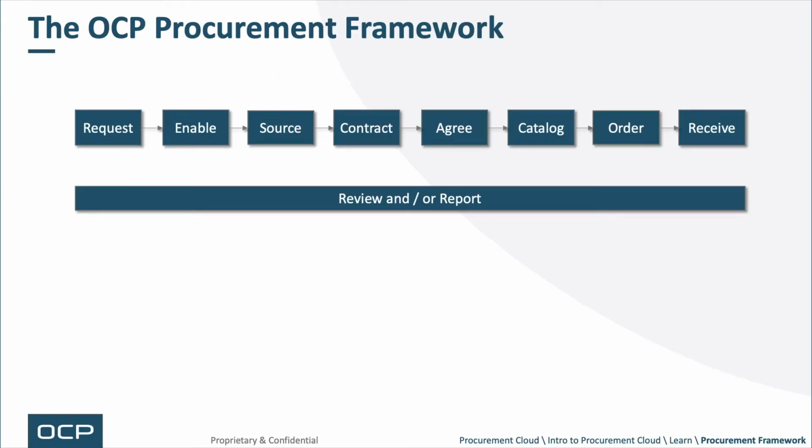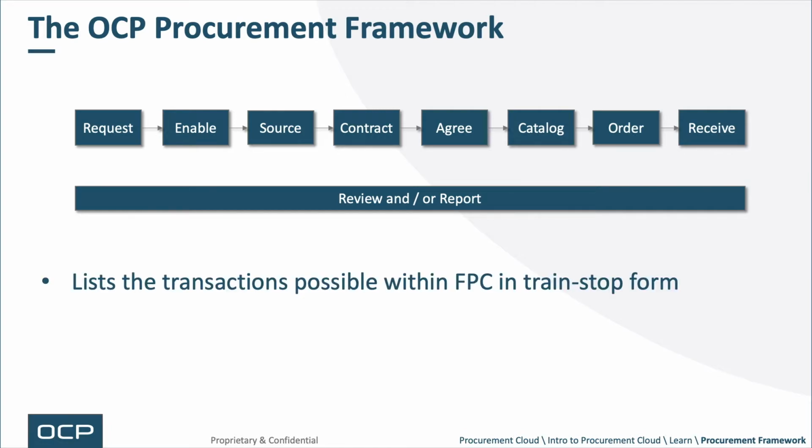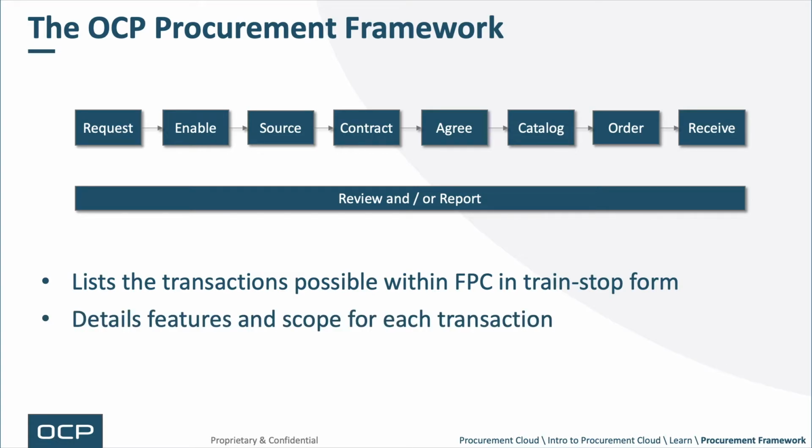Now, this is a slide that we've used before, and it has a separate video which you can also watch, but this is the OCP Procurement Framework. This just lists each of these different train stops, which are actually one or more transactions. Again, if you need to know what they are, you can go to the Procurement Framework video. But in general, the Procurement Framework tool lists the transactions possible with an FPC in train stop form, and it details the features and scope for each transaction, of course, within that particular video.